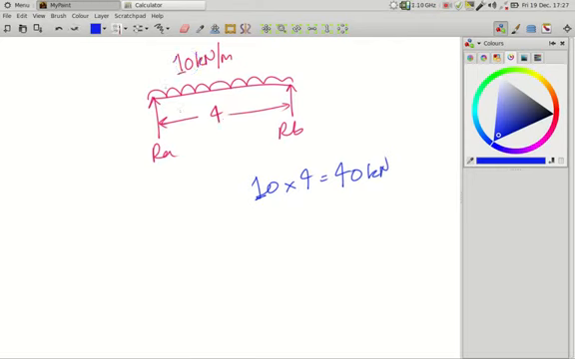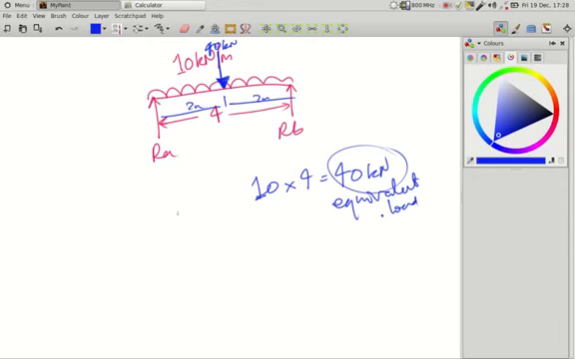So when you're dealing with UDLs, when you've worked out the equivalent point load, that always sits central to the UDL of 40 kilonewtons. So in our case, you'd then work out RA and RB quite easily, because that would be 2 metres and that would be 2 metres. You won't have to go through the clockwise equals anti-clockwise motion of the last video. You'd just know that RA equals 20 kilonewtons and RB equals 20 kilonewtons.